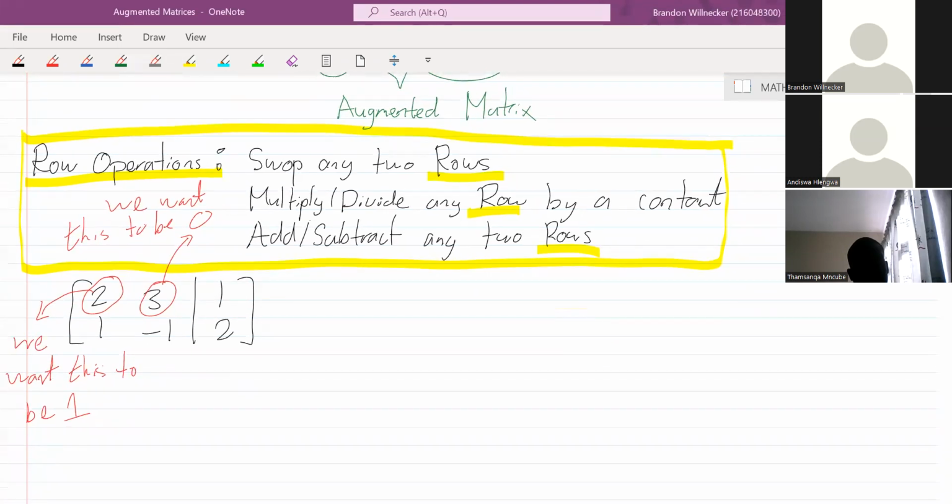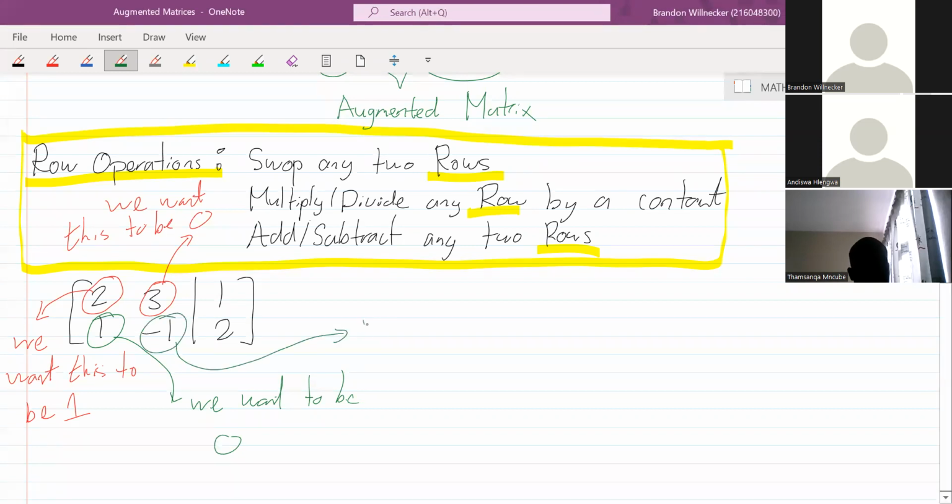Okay, and then the same thing for the next row. Let's do a different color. This we want to be a 0. Because in the second equation, we don't want any x terms. So that means the coefficients of x must be 0. And lastly, we want this to be a 1. Okay, because then that will give us y equals something. Okay, so that's the goal.